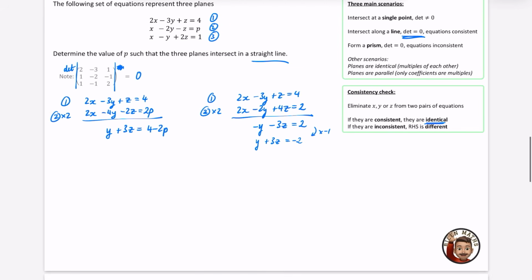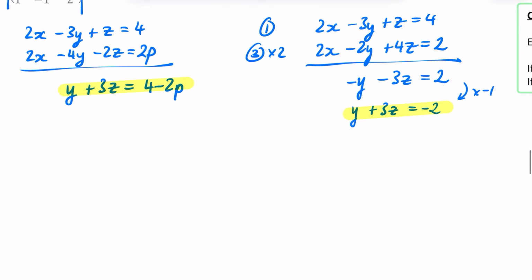Now that I want them to be consistent, I want this one and this one to be consistent. The only way I can make them consistent is if the right-hand side is equal to each other. Remember, if they're inconsistent, the right-hand side would be different. So this means that 4 minus 2p must be equal to minus 2. I will add the 2p to the left-hand side and the 2 to the right-hand side. So p is equal to 3.